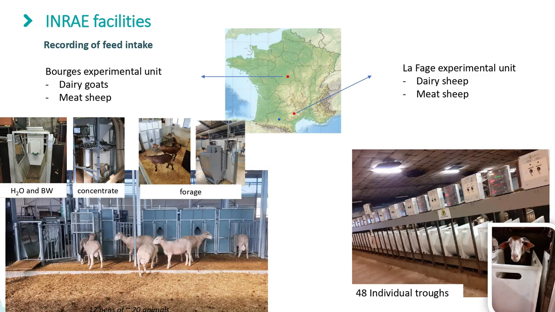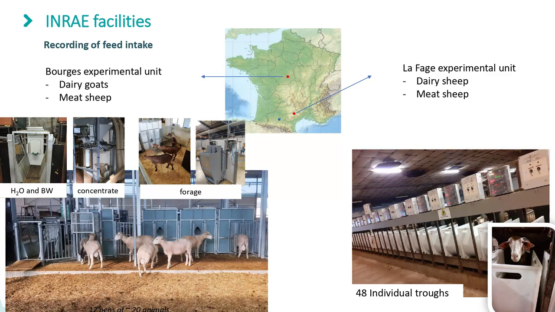This is a picture, a very bad picture, sorry, of one pen. We have 12 pens, and in each pen there can be up to 20 or 22 animals, depending on their body weight. Within one pen, for 20 individuals, we have one water device and one concentrate device, but we have three forage feeders, because the animals spend more time eating forage than eating concentrate or drinking water. That's why we have three feeders.